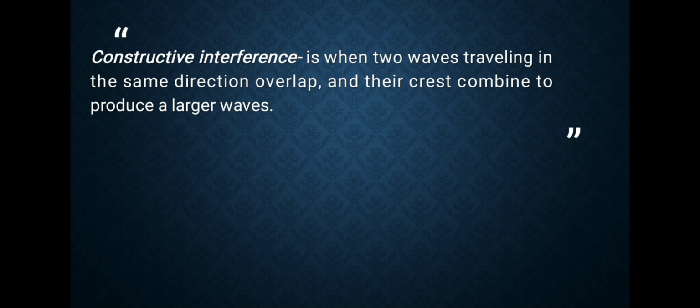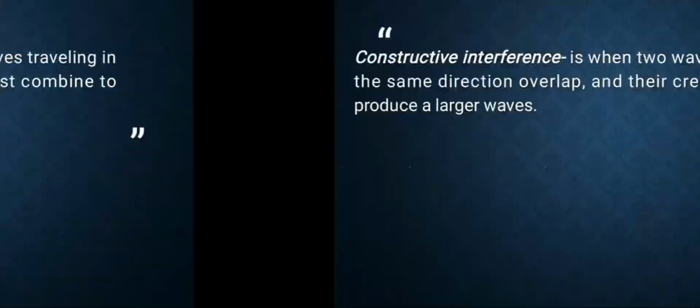Constructive interference is when two waves traveling in the same direction overlap and their crests combine to produce a larger wave. This occurs when two waves line up so that their high points and low points match perfectly. The waves add up to create a bigger wave, making the effect stronger.